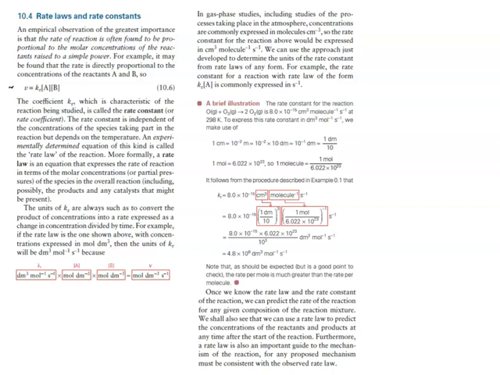In gas phase studies, including studies of the processes taking place in the atmosphere, concentrations are commonly expressed in molecules per cubic centimeter. So the rate constant for the reaction above would be expressed in cubic centimeters per molecule per second. We can use the approach just developed to determine the units of the rate constant from the rate law in any form. For example, the rate constant for a reaction with rate law of the form k times concentration A is commonly just expressed as per second.